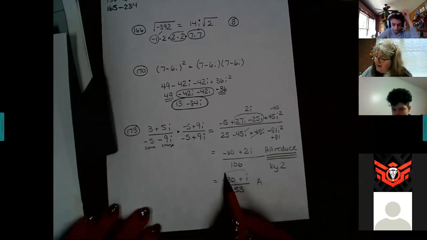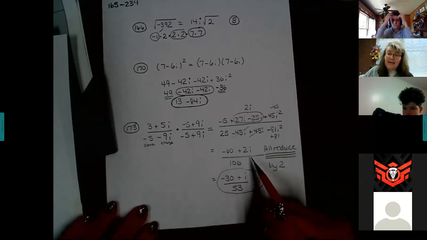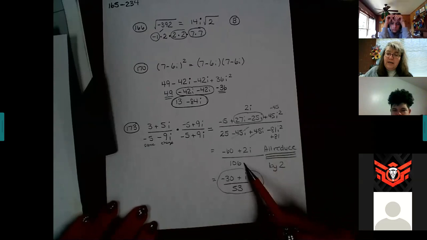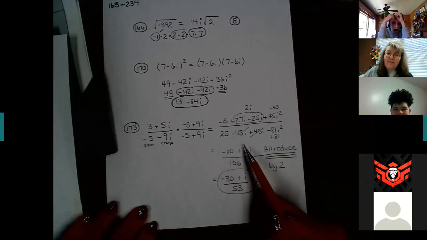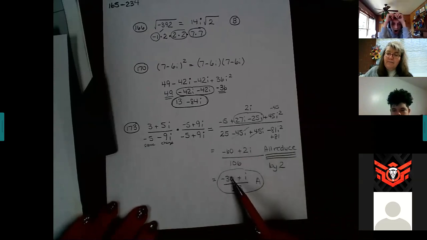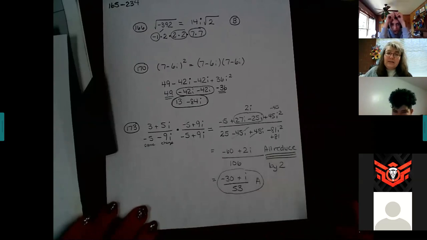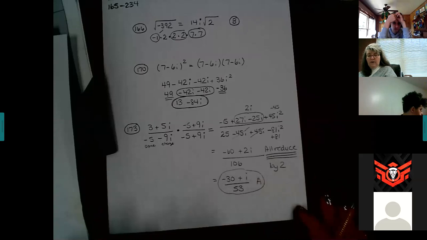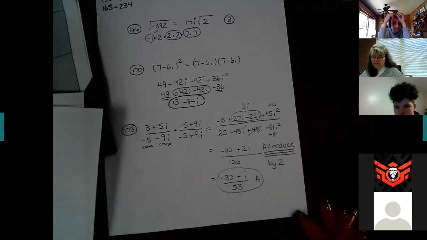You work it all out and you get negative 60 plus 2i over 106. But everything reduces by 2: negative 30 plus i over 53. So the correct answer is A. Guys, I don't know what y'all are doing, but y'all have a test tomorrow and an exam a week from today. All right. Questions on 173?